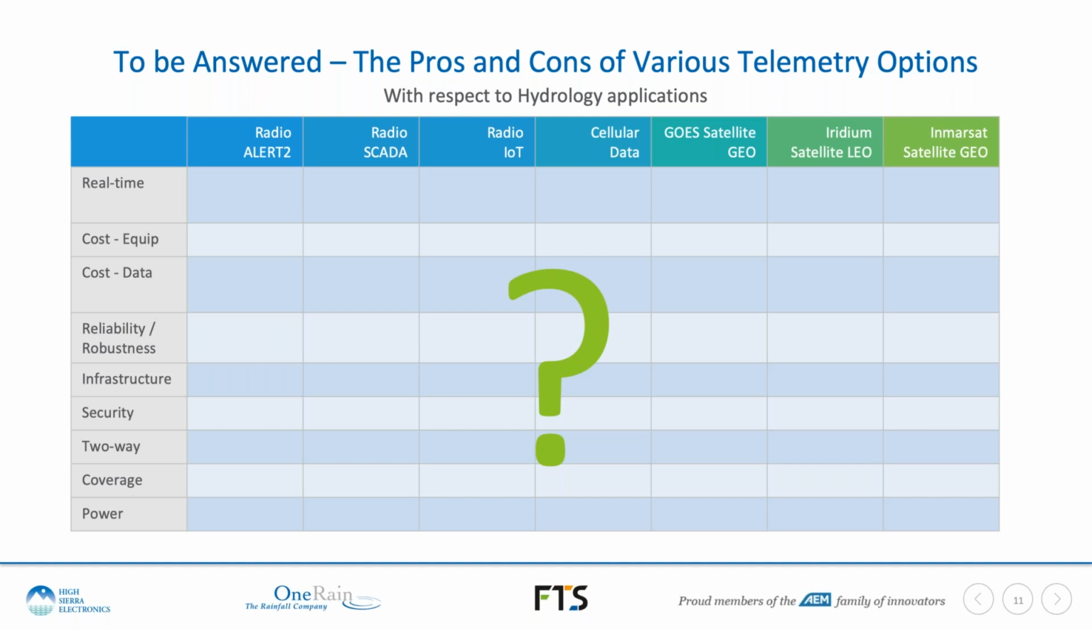You'll see on our top row at the top there, we have the different types of telemetry that we're going to cover and talk about in detail. And in the column over to the left are the different categories that we're going to populate under those different telemetry options.